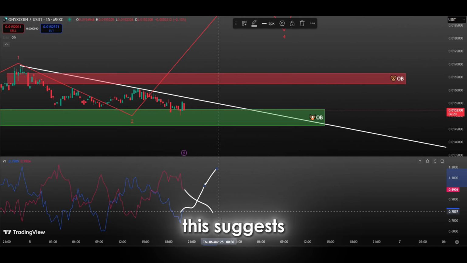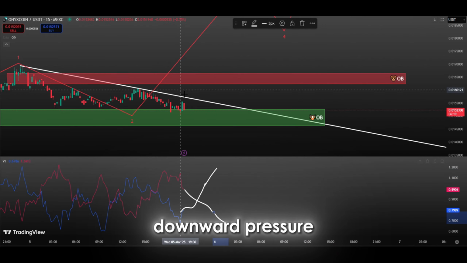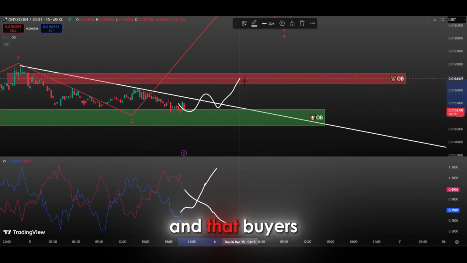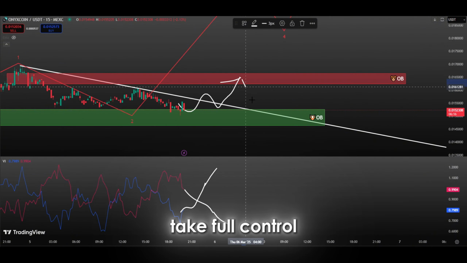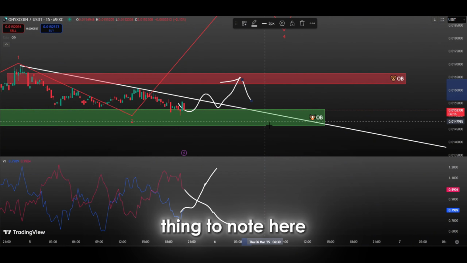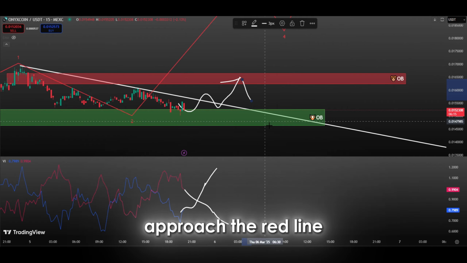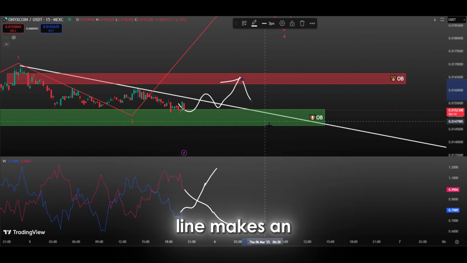This suggests that the price has been under downward pressure for some time, and that buyers have yet to take full control. However, an important thing to note here is whether the blue line tends to approach the red line. If the blue line makes an upward move and starts to cross the red line, this can often be a signal that a trend change is imminent and an uptrend may begin. If the blue line moves up, the uptrend has begun.